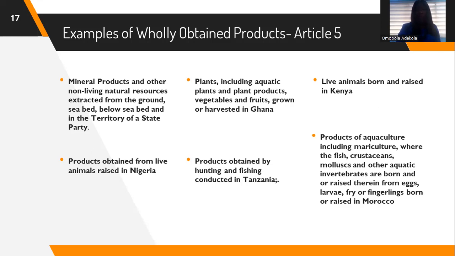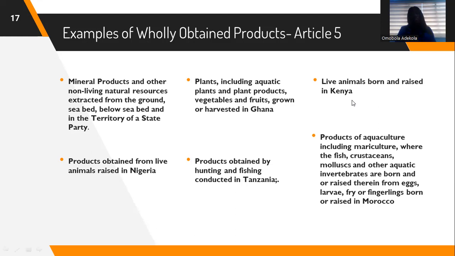What of plants, including aquatic plants, plant products, vegetables, fruits grown or harvested in Ghana, in Nigeria, in Cameroon, in Cote d'Ivoire, in Togo, all of it, that qualifies. That is an example of only obtained. For live animals that were born or raised in Kenya, in Nigeria, in Ghana, and all the other countries, and products obtained from live animals raised in Nigeria, Cameroon, Zimbabwe, South Africa, that is an example of an only obtained product.